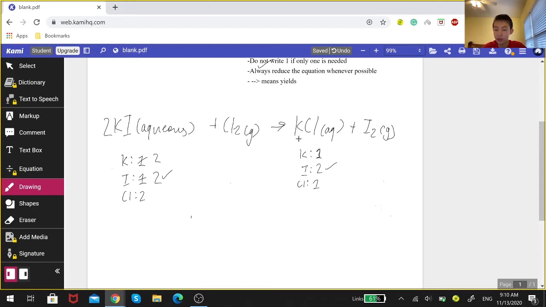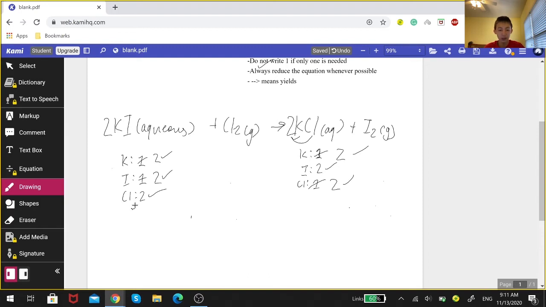Since K is bonded to Cl, we're going to have to multiply this whole thing by 2. Now, there's 2K, and since we multiplied the K and the Cl, there's also 2Cl. 2 and 2 and 2 and 2. Now everything is balanced. There's 2K on this side, 2K on this side. 2I on this side, and 2I on this side. And 2Cl on this side, and 2Cl on the right side as well. Therefore, this equation is balanced.